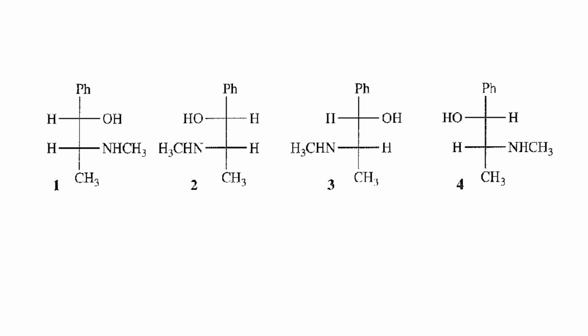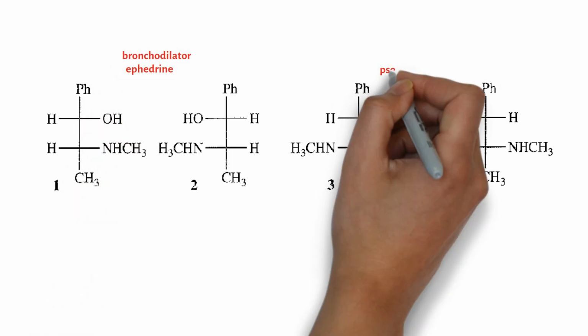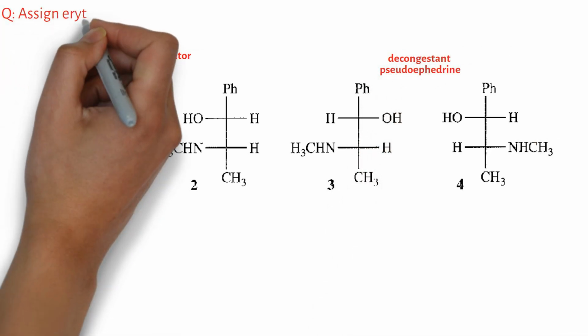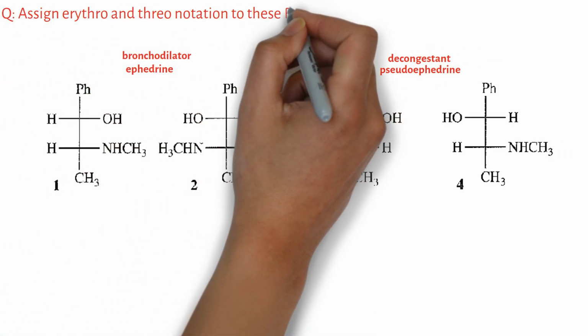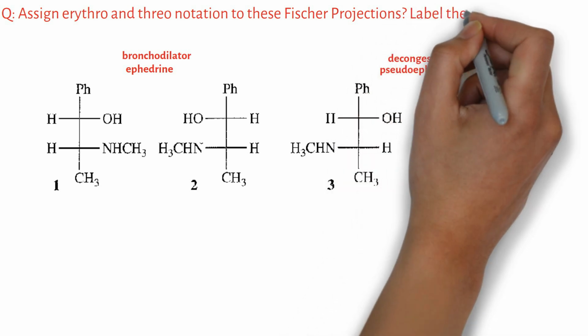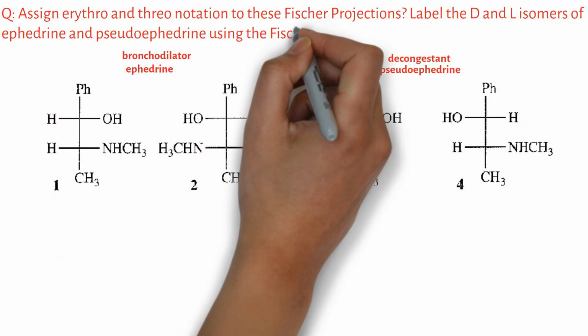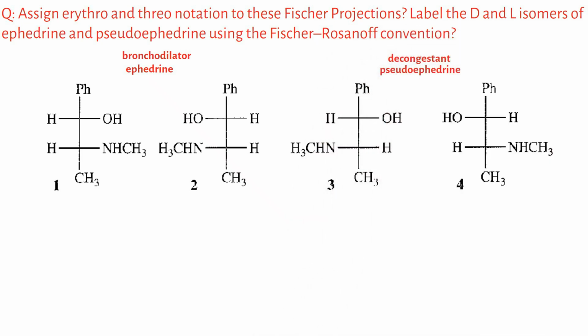Here is an assignment for you. This is ephedrine, a bronchodilator. This is pseudoephedrine, a decongestant. You have to assign erythro and threo notation to these Fischer projections. Also label the D and L isomers of ephedrine and pseudoephedrine using Fischer-Rosanoff convention.